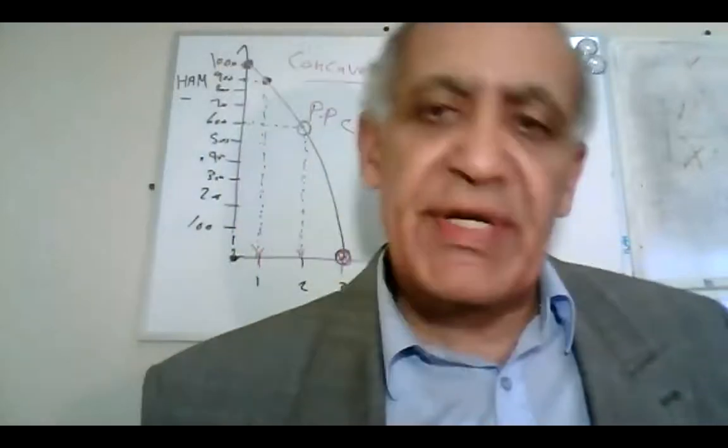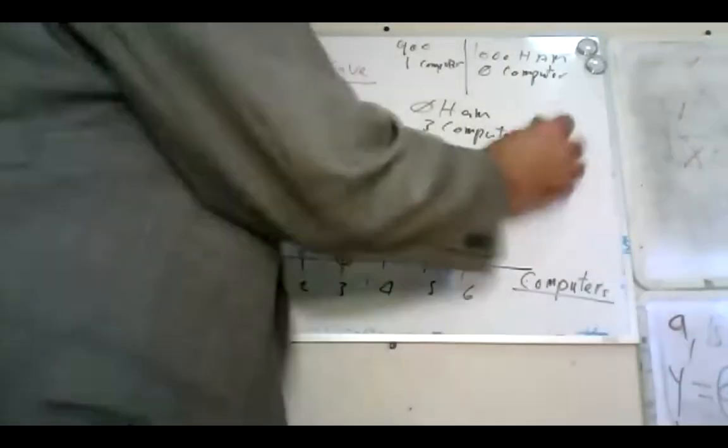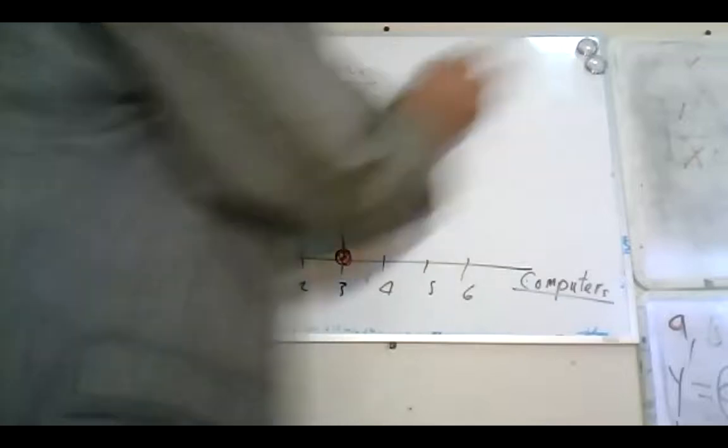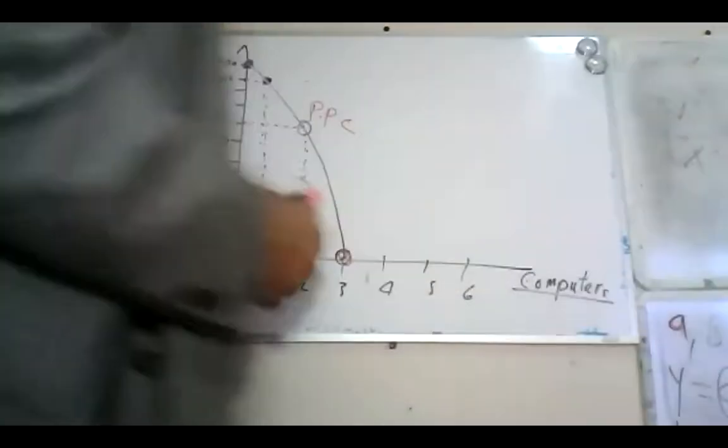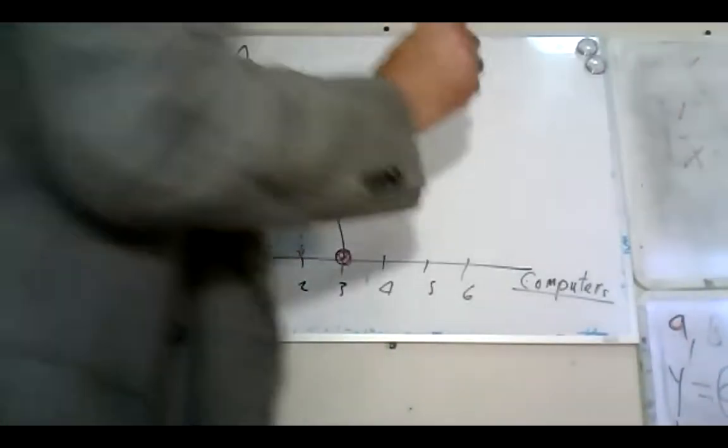Now, let me give you an example about the opportunity cost, and I will go back to the board. Let's say it's your exam time. Okay, exam time. Let's say you are currently working and earning $100 per day.